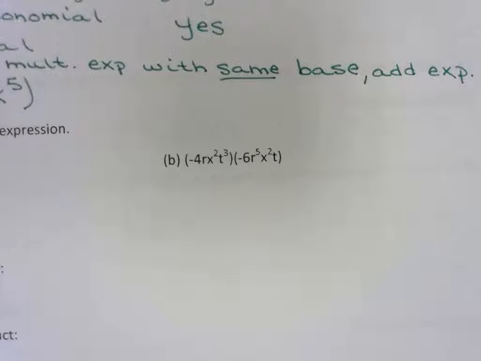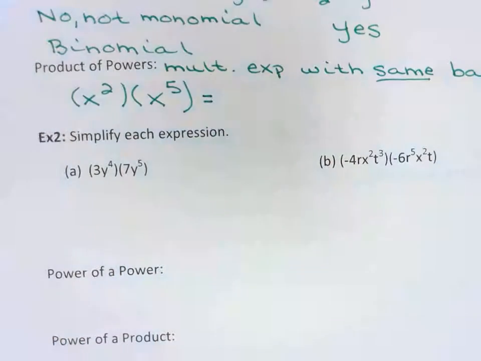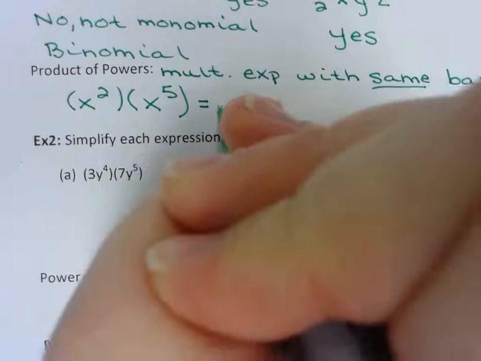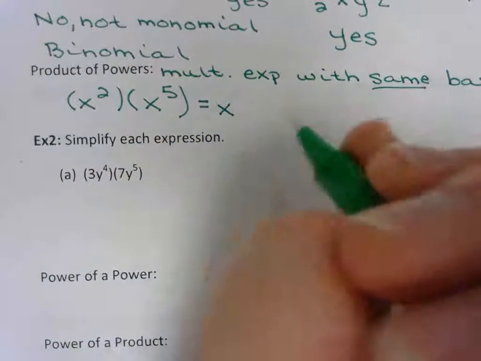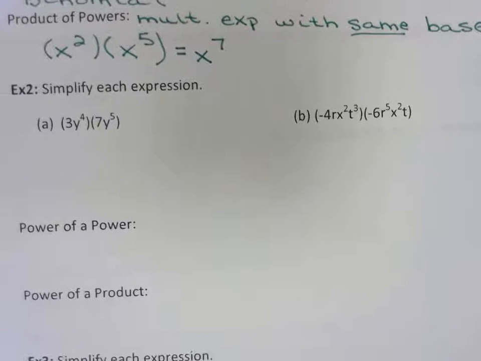That's all you do. So if I look at this one, x squared times x to the 5th. I'm multiplying. These both have a base of what? X. I do what with my exponents? When multiplying exponents with the same base, you add your exponents. So this is going to be x to the 7th. That's it. If I have the same base and I'm multiplying, you add your exponents. X to the 7th. Okay. Any questions so far?